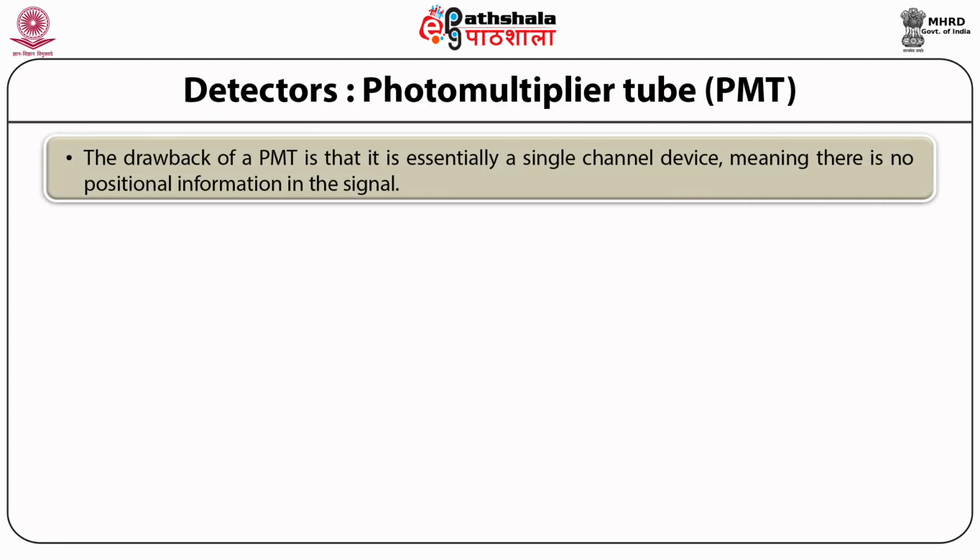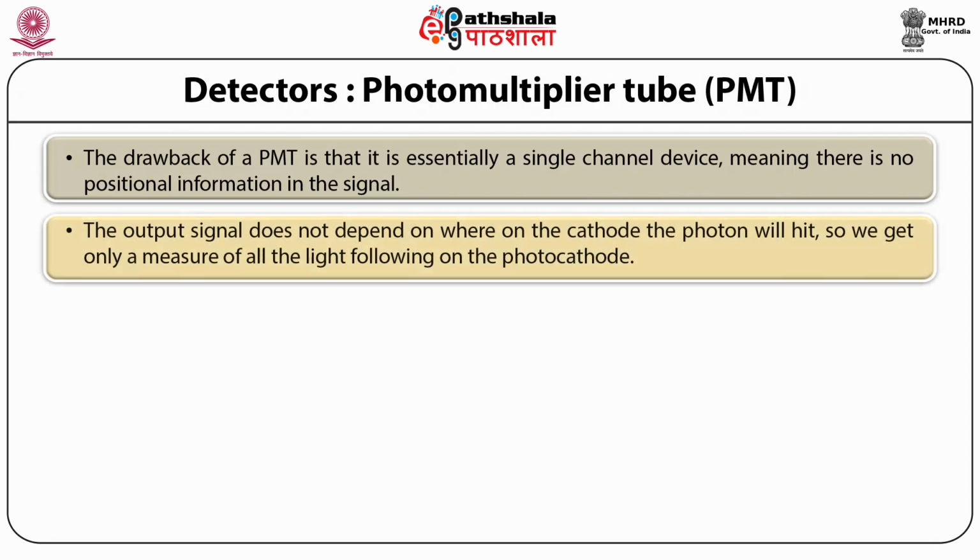The drawback of a photomultiplier tube is that it is essentially a single channel device, meaning there is no positional information in the signal. The output signal does not depend on where on the cathode the photon hits, so we get only a measure of all the light falling on the photocathode.